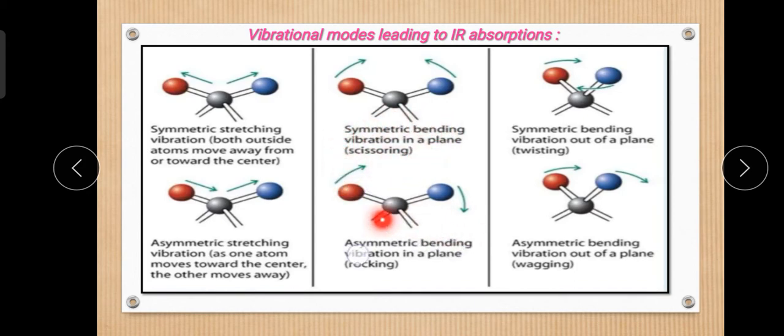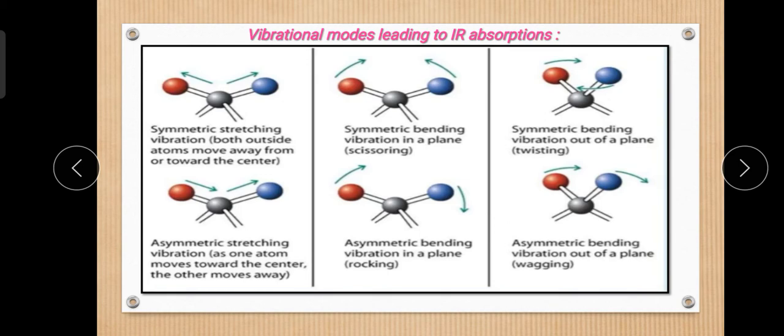Now the second type is the asymmetric bending. That means one atom bends towards the upward side and another atom bends towards the downward side. So asymmetric bending, vibration in a plane, that is rocking. Suppose we consider this is a center and these are the two outside atoms, but one outside atom bends towards the upper side and another bends towards the lower side. So there is no symmetry. So this is the asymmetric bending.